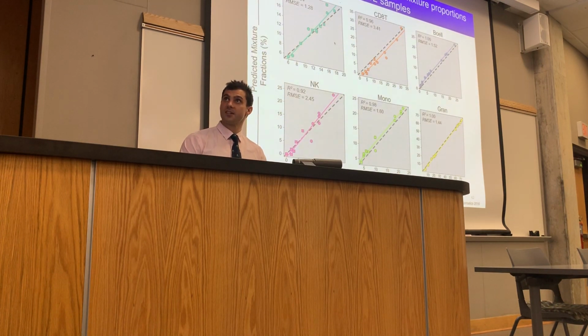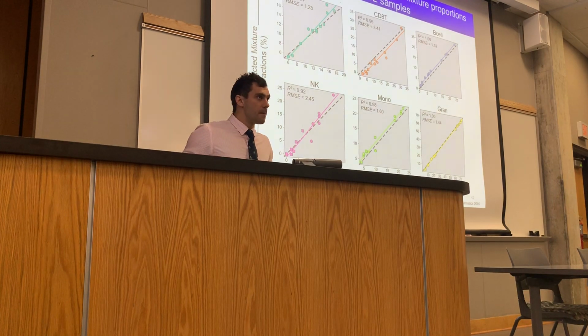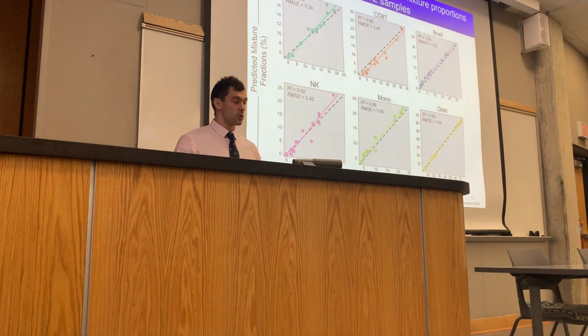So each of these plots is a different cell type. The y-axis is our predicted fraction, the x-axis is the observed fraction. And again, the best prediction model that we could have would have all the points lying along the line of unity. Okay, that's not the case. We're not all along the unity. There's some variability here, but we're pretty darn close.